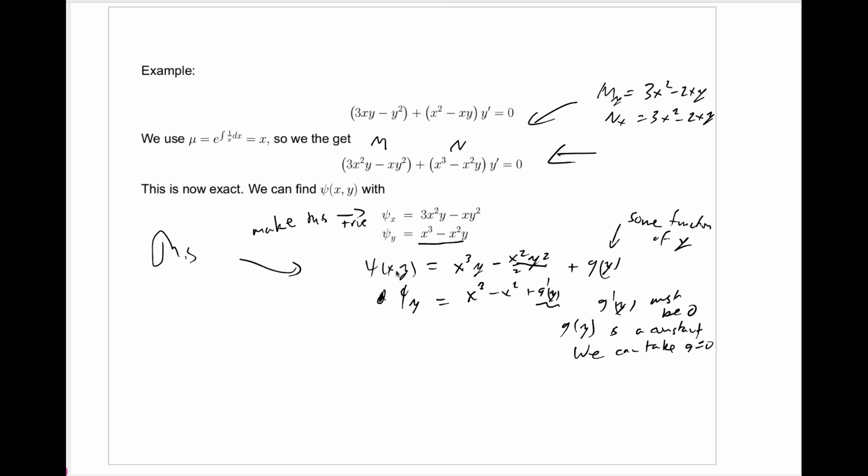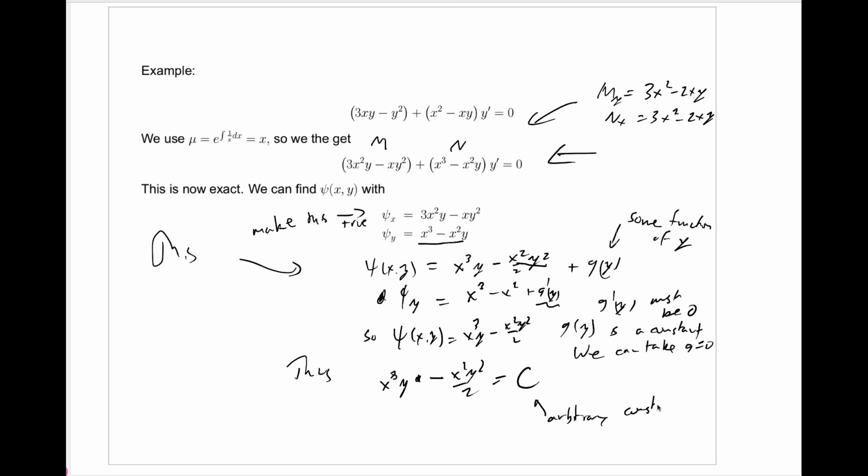So what does that mean? It means we can use c of xy just equal to x cubed y minus x squared y squared over 2. And what does that tell us about the solution to this differential equation? When we integrate both sides, we get exactly x cubed y minus x squared y squared over 2 equals c, where c is an arbitrary constant. Just from integrating both sides of this equation.